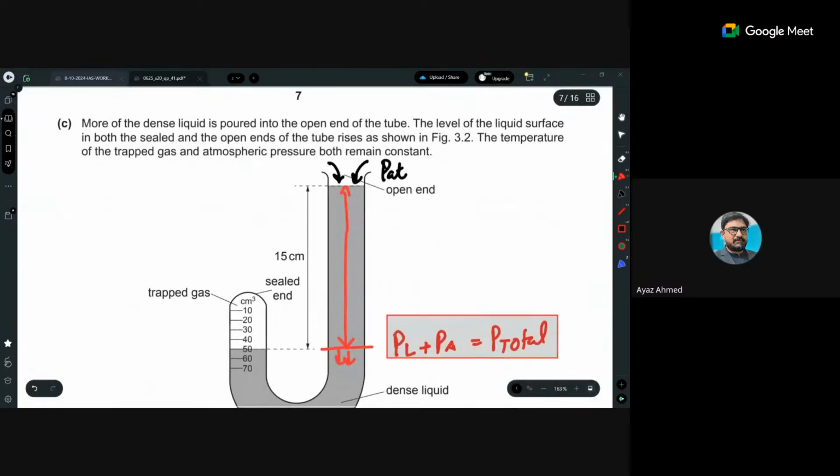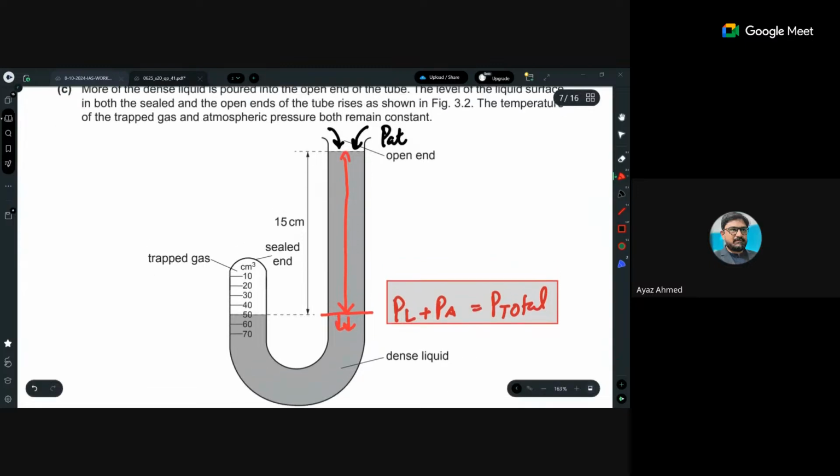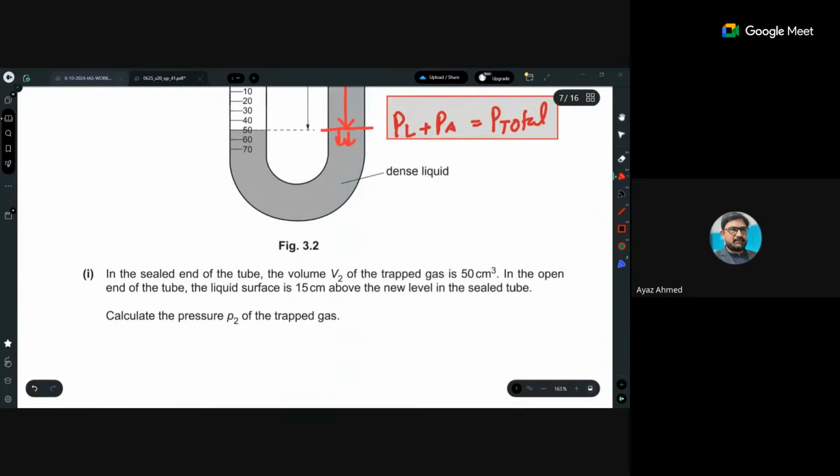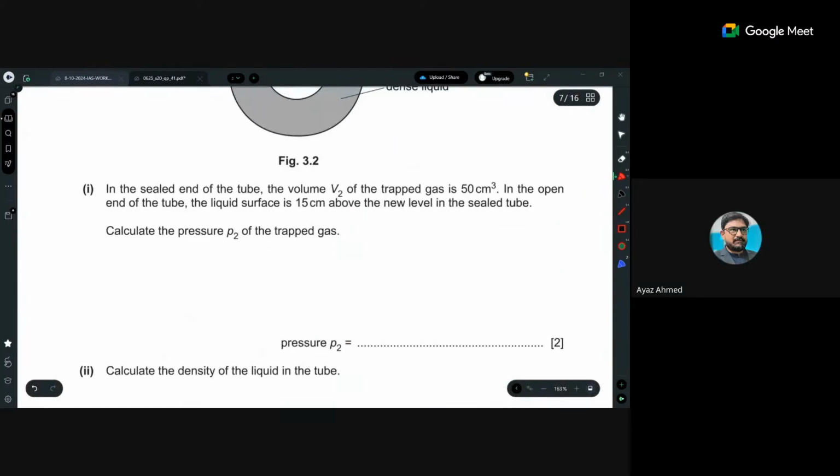The next is that the more of the dense liquid is poured into the open end of the tube, the level of the liquid surface on both sealed and open ends of the tube rises. Okay? And the temperature of the trapped atmosphere gas remains unchanged. It is constant. Okay, this is a 2 mark question.